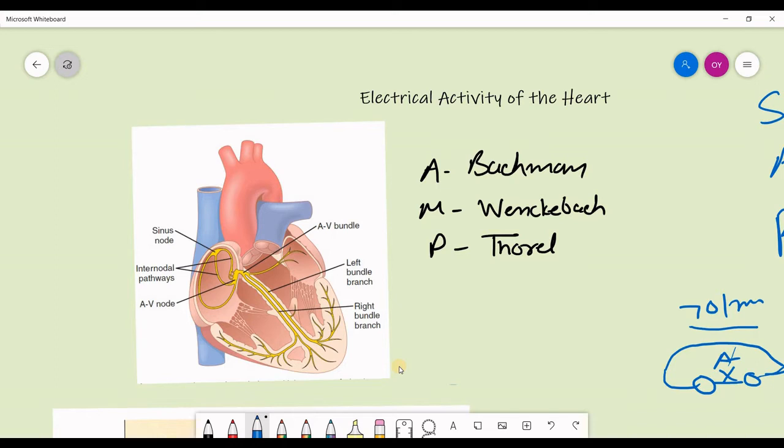Suppose this delay was not there, then atria and ventricles would contract at the same time. That is not beneficial because ventricles need to relax while the atria are contracting so that they can collect blood and pump more blood during their contraction. So because of this AV nodal delay, the ventricle gets time to relax when the atria are contracting.